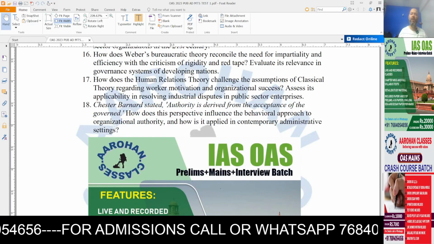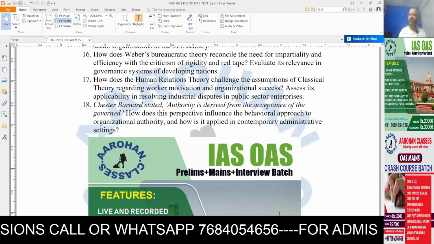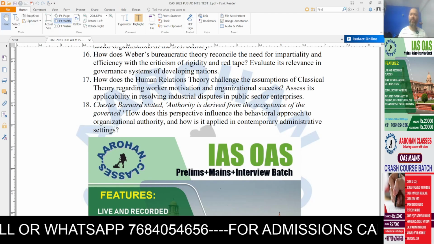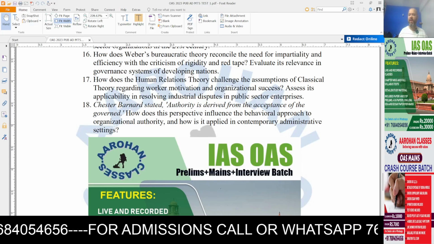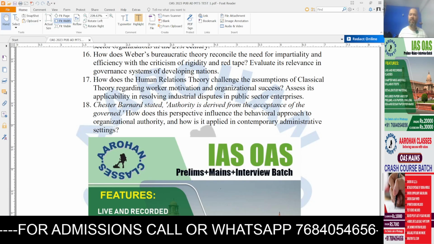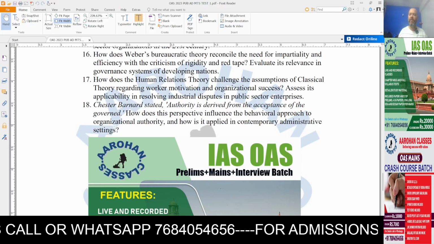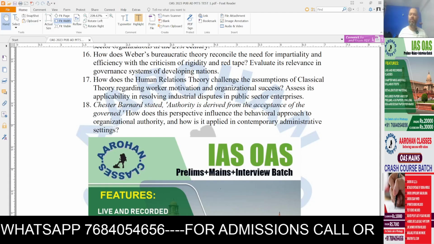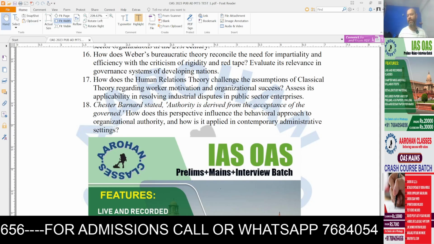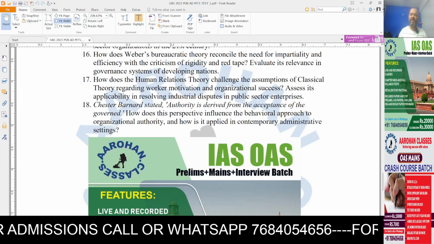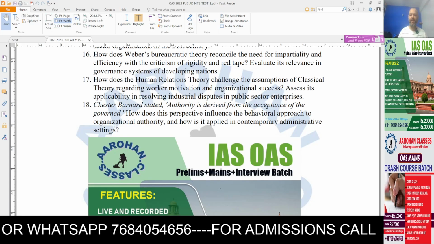Question 16. How does Weber's bureaucratic theory reconcile the need for impartiality and efficiency with the criticism of rigidity and red tape? Evaluate its relevance in governance systems of developing nations. Question 17. How does the human relation theory challenge the assumption of a classical theory regarding worker motivation and organizational success? Assess its applicability in resolving industrial disputes in public sector enterprises.